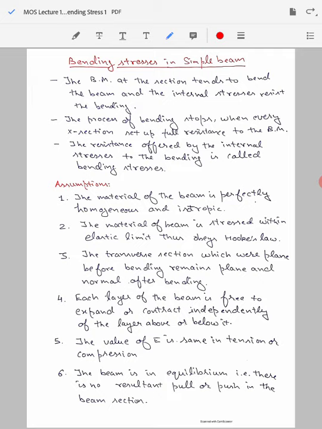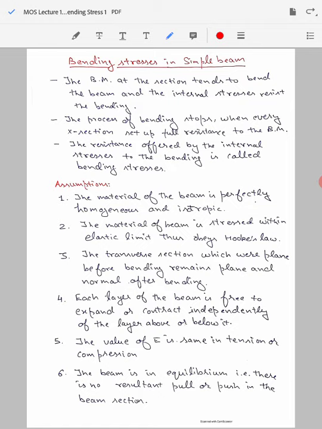The second assumption that we have here is that the material of the beam is stressed within the elastic limit. We have seen the stress strain curve, and we know that if we load the material up to the elastic point, after the removal of the load the material will revert back to its original position, and up to this juncture the stress remains proportional to strain and obeys Hooke's law. So it has been assumed that the material of the beam is stressed within the elastic limit.